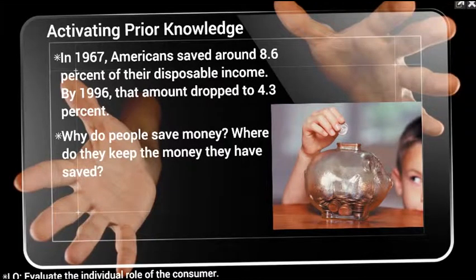In 1967, Americans saved around 8.6% of their disposable income. By 1996, that amount dropped to 4.3%. Why do people save money? Where do they keep the money that they have saved?